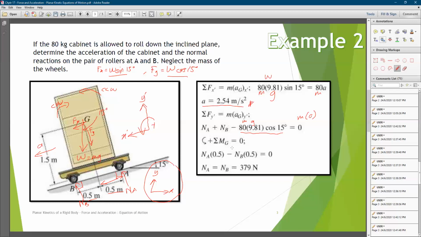So now from here, we can see that we have one equation up here, and then another equation here. Therefore, we can solve the problem because we have two unknowns and two equations. And it is our reaction force on both wheels, and they are the same.